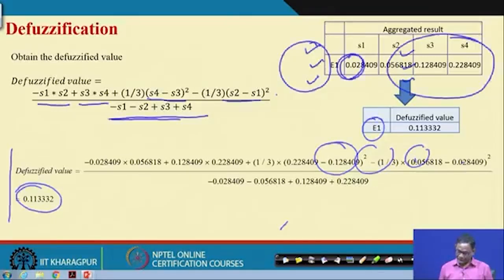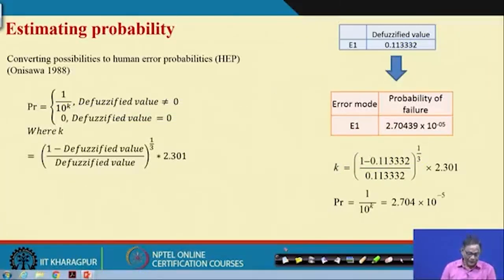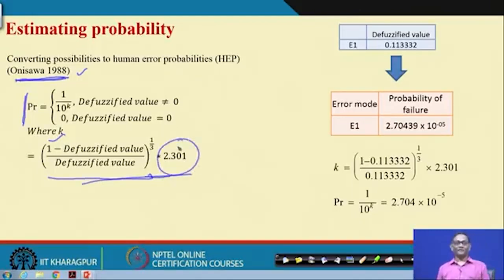Using this, we go to the next step, which is how to find the human error probability. Onisawa, 1988, gave this formula to calculate the probability. HEP is 1 by 10 to the power k. The U1 defuzzified value is this. The k value will be this: 2.301 multiplied by ((1 minus defuzzified value) by defuzzified value) to the power 1 by 3. After you get this k value, put it in this equation, 1 by 10 to the power k. Once you put it into this formula, we get the error probability.